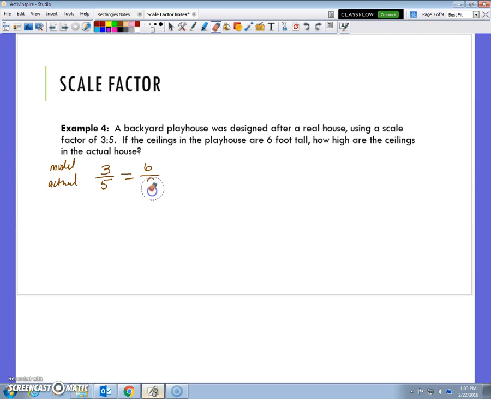Since we don't know how far, I'm setting this proportion up. I'm comparing model to model, actual to actual, and I don't know the actual height of the real ceilings in the actual house. What I'm going to do is this. I'm going to say this first fraction represents the scale factor. The second fraction represents the actual dimensions, we'll say.